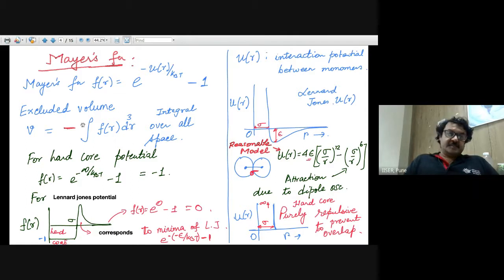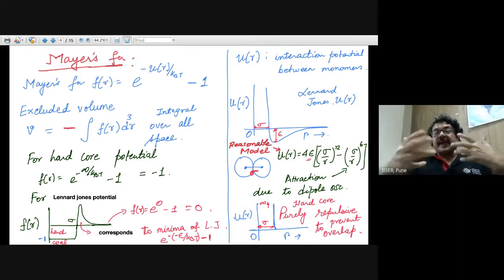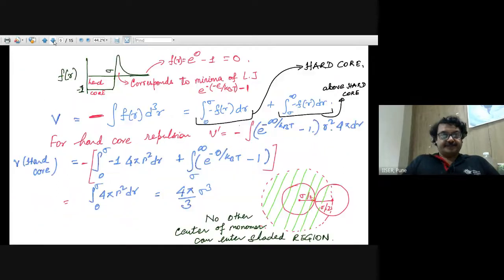So basically we'll be discussing f of r, the nature of f of r, and what will be the value of the excluded volume in the three different cases. If you calculate that, and of course experimentally you can measure that also, then we have an idea about what the microscopic interactions between the monomers are, how much it will swell, and so on. So this is where we are heading. This is the physical picture.